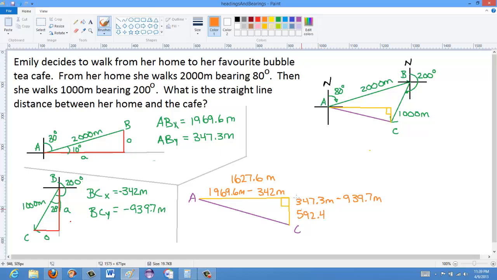The negative just indicates that it would be moving downwards, that the person walked downwards. So I end up with a triangle like this, and what it means is that I can use the Pythagorean theorem to find the length from A to C.